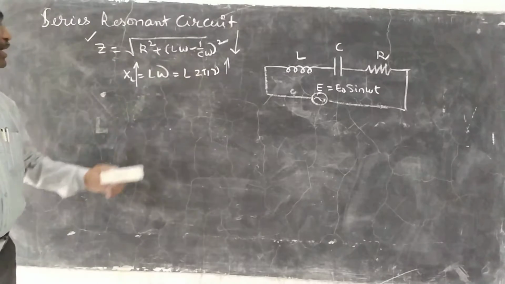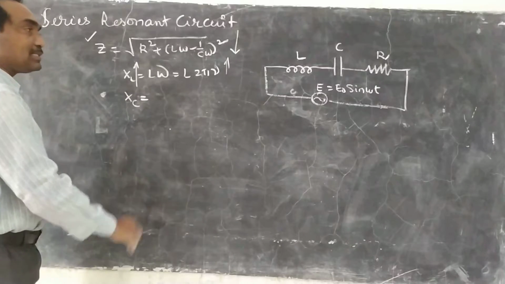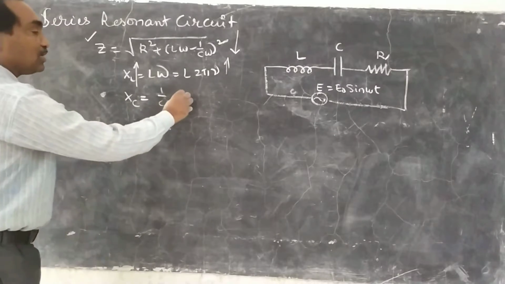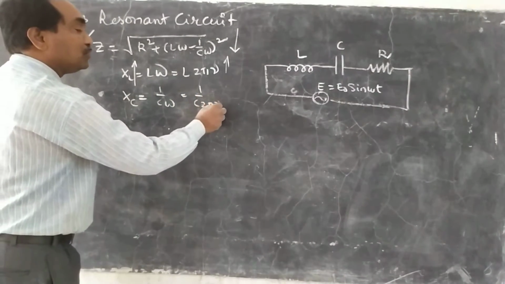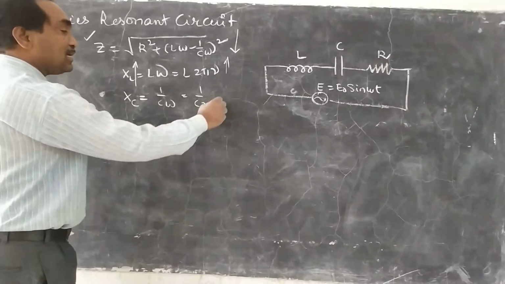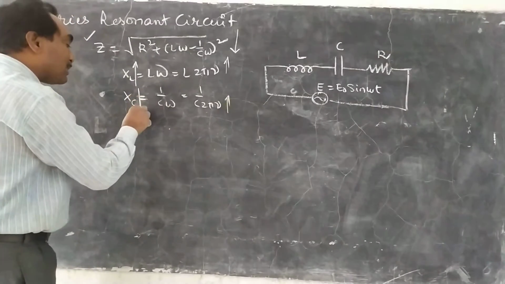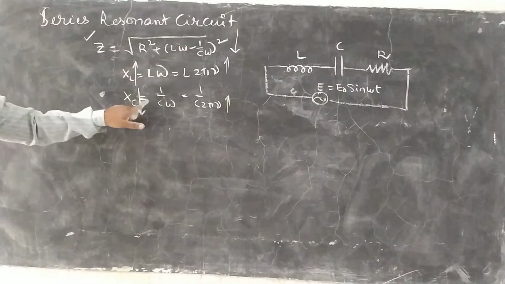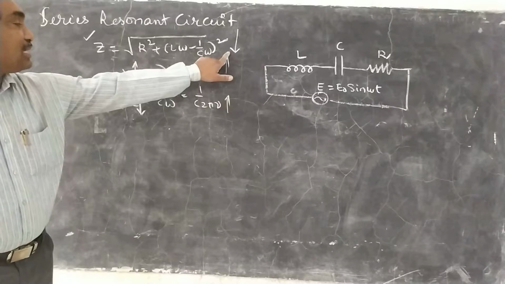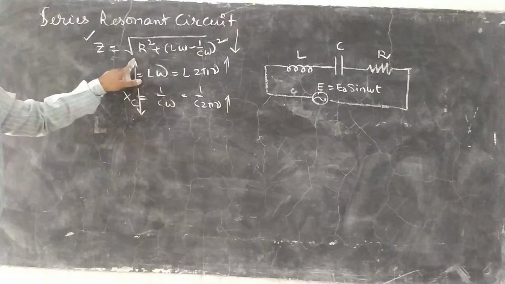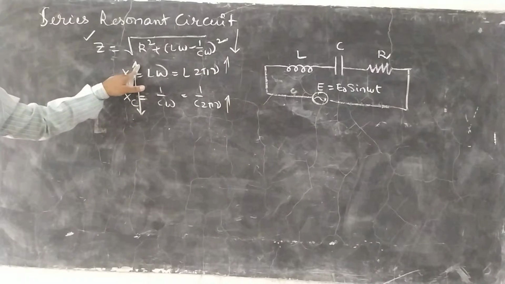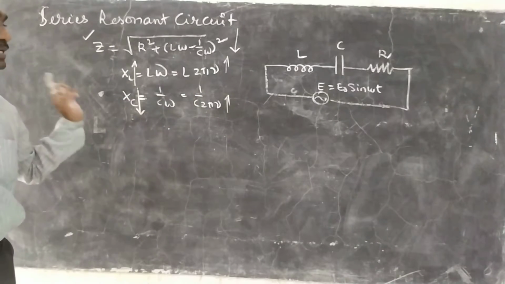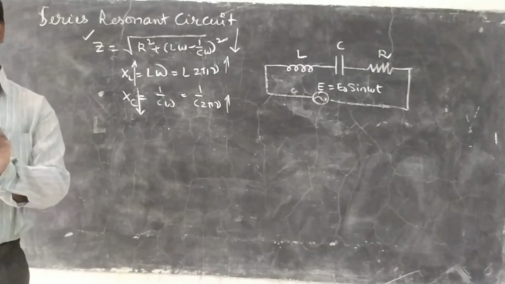What about the capacitive reactance? It is 1 by omega C, that is equal to 1 by C into 2 pi nu. In this case, if frequency increases, capacitive reactance decreases. Both of them change in opposite directions. If frequency increases, inductive reactance increases. If frequency increases, capacitive reactance decreases. So two cases occur.